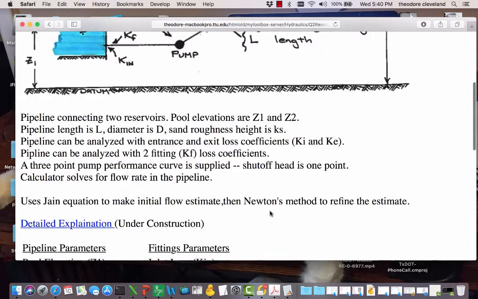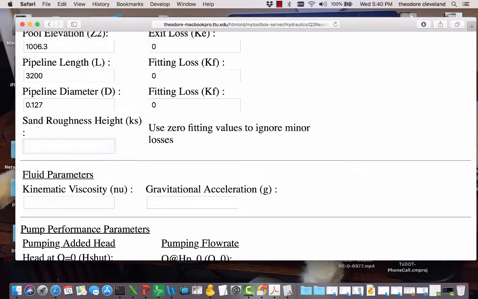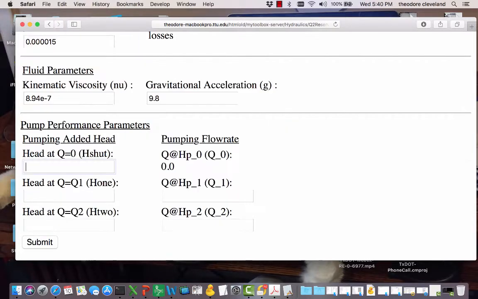Pump flow between reservoirs, 975, 1006.3, 3200, 0.127, 0.000015, 8.94 E minus 7, 9.8.